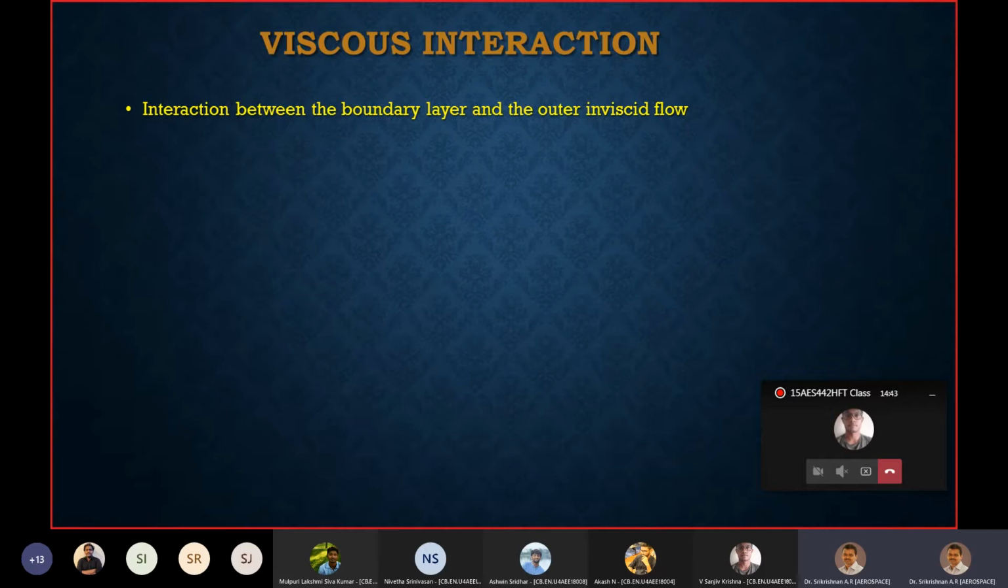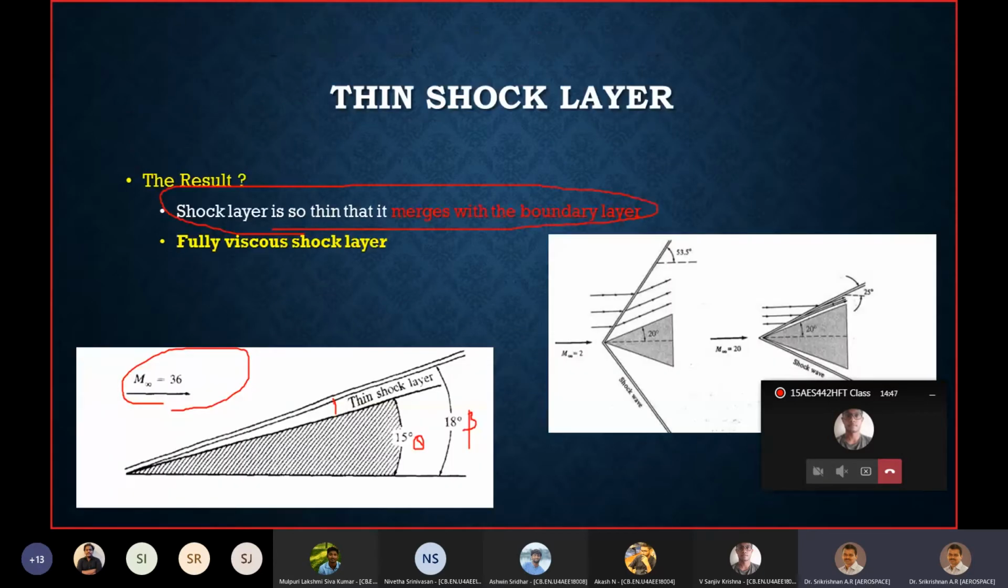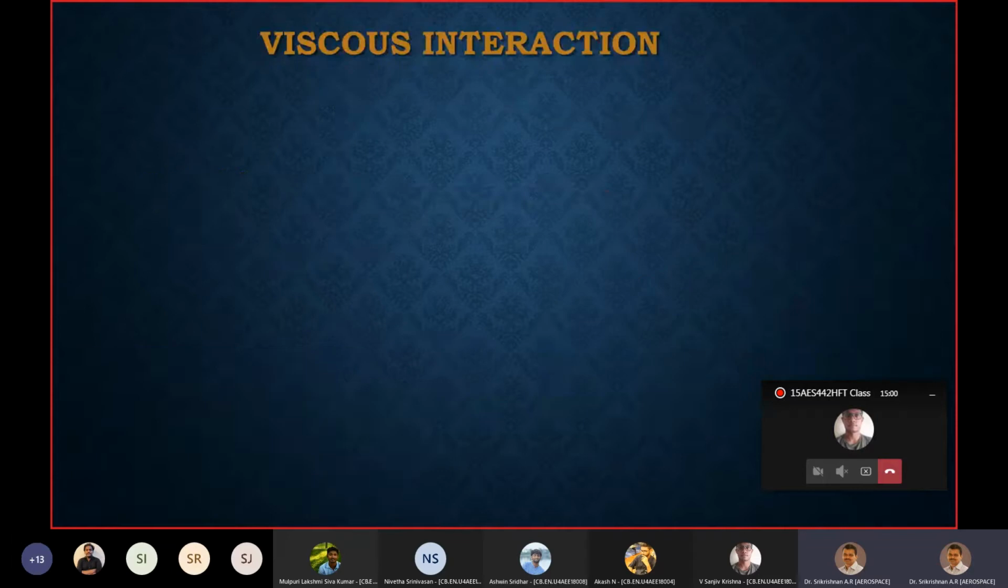Okay, before that, let me stop for a while. Is there any question based on what we discussed as thin shock layer? No, so I hope it's clear for now.